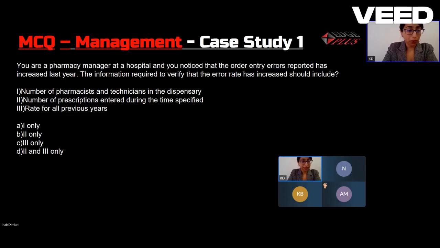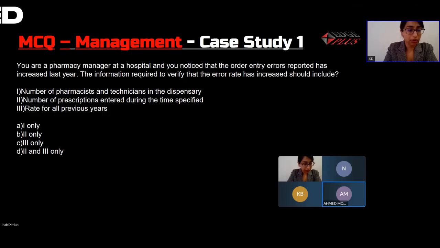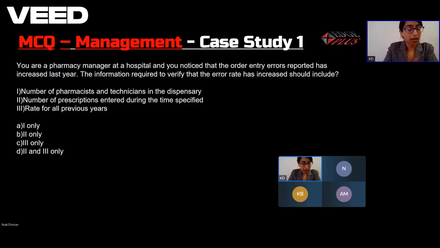Option 1 says changing the number of pharmacists and technicians in the dispensary. Option 2, changing the number of prescriptions entered during the time specified. And option 3, the rate for all previous years. So who thinks that it should be A, number 1 only? For anyone. There's no wrong answers, as Nadine said.